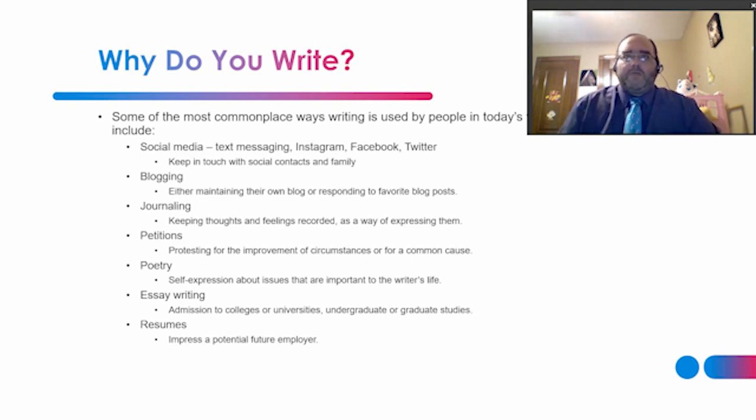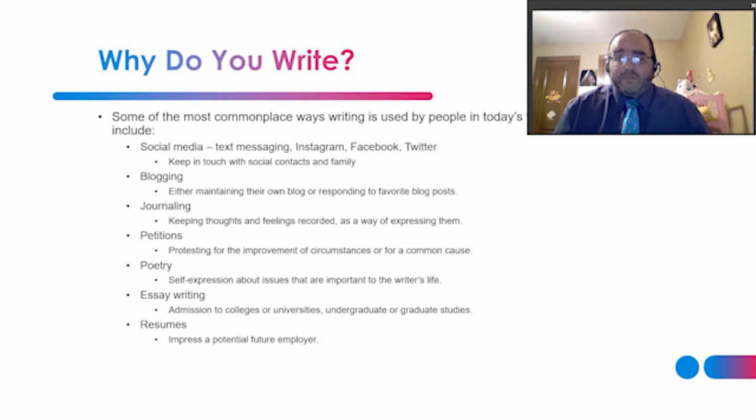Another way that people write for themselves: poetry. Self-expression about issues that are important to the writer's life. These are things that people write in order to try to express themselves, and they maybe want to feel a little artistic about it. There are some people who write poetry as a living. There are some people that write poetry for themselves.